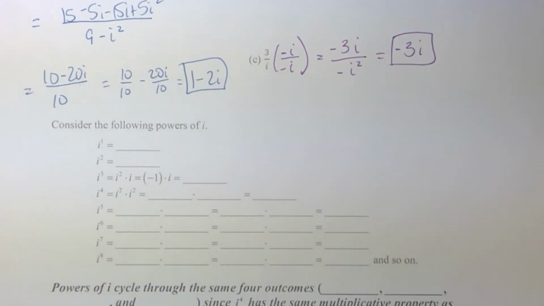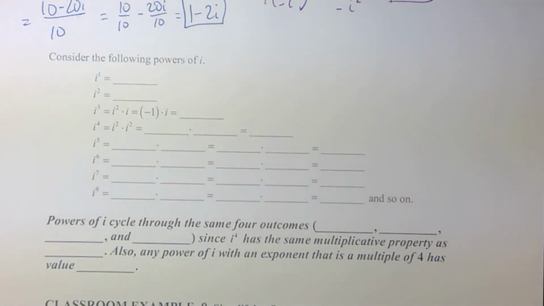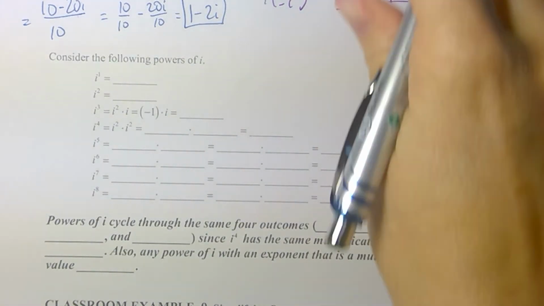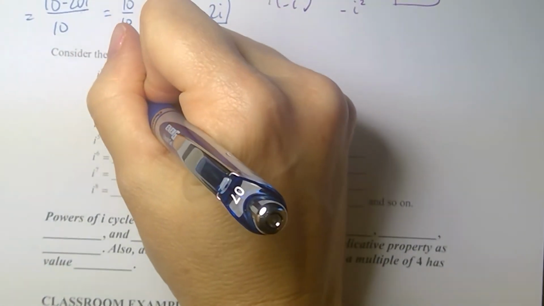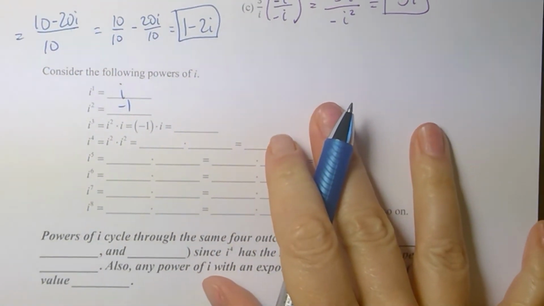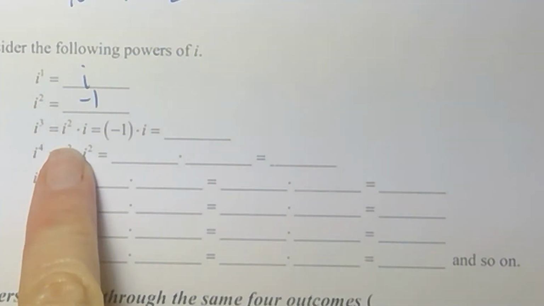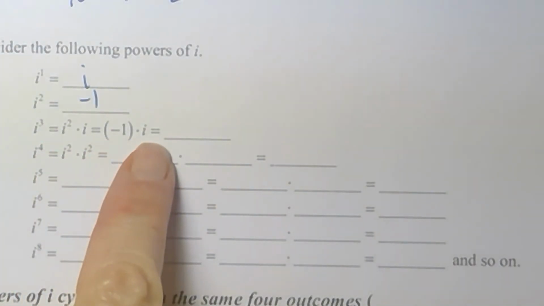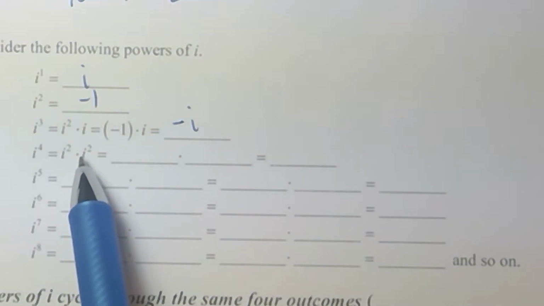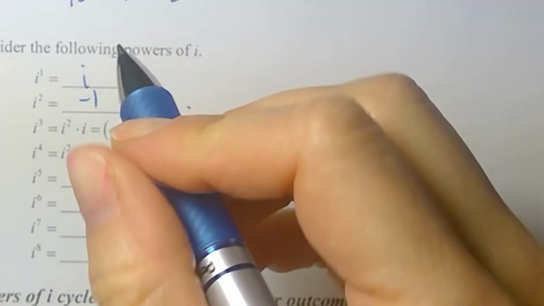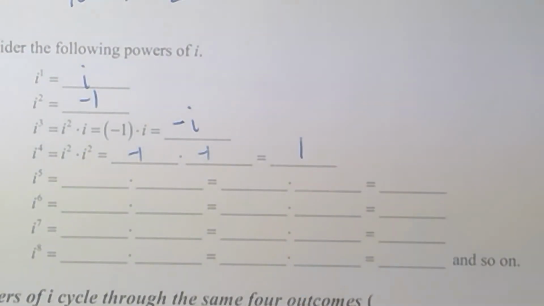Let's talk about those powers of i. The powers of i cycle through, and this is kind of fun once you notice what the pattern is. We know that i to the first is just i, and i squared is negative 1. Well, i cubed is the same thing as i squared times i, where i squared is negative 1 and i is just i. So that would be a negative i. And then i to the fourth is just i squared times i squared. Well, i squared is negative 1, so that's a positive 1.